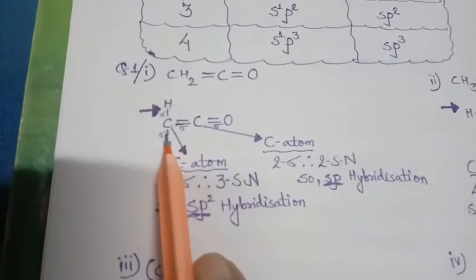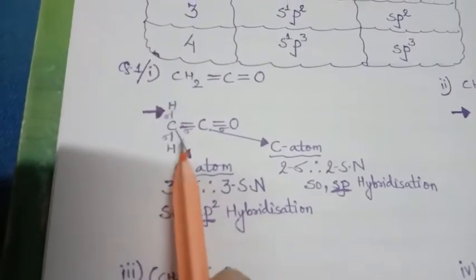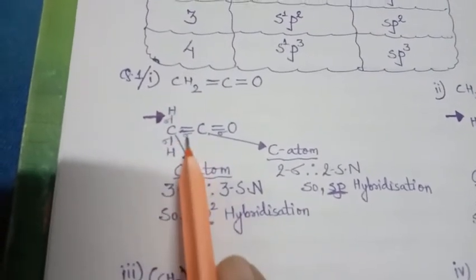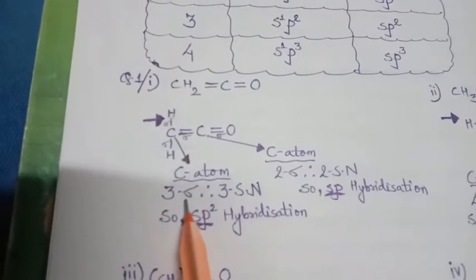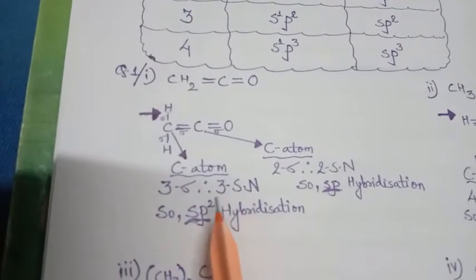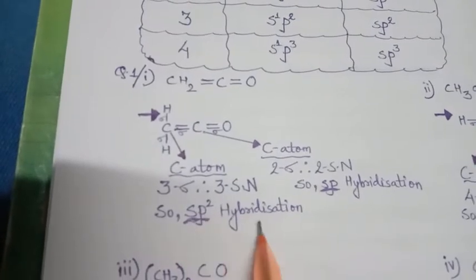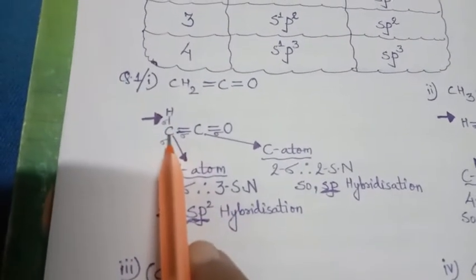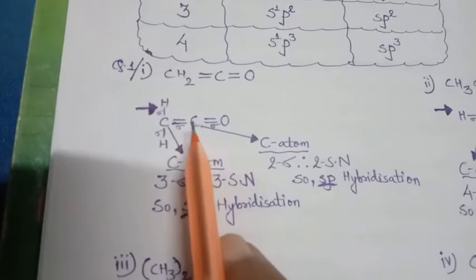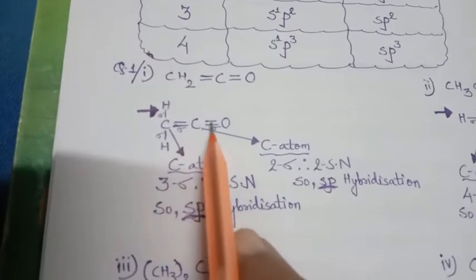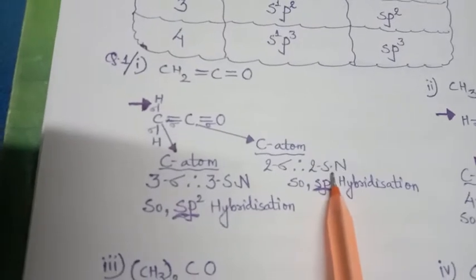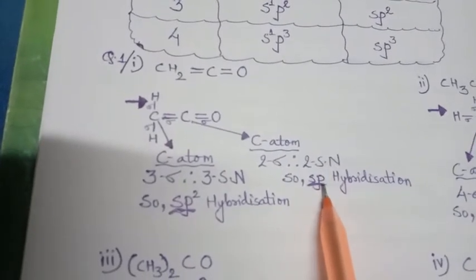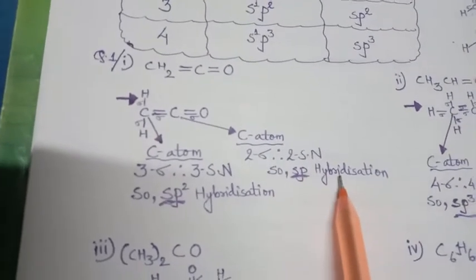Now, looking at this: 1 sigma, 1 sigma, 1 sigma, that is 3 sigma bonds. So this carbon has 3 sigma bonds, so steric number 3, which means one s and two p, sp2 hybridization for this carbon. If I consider this other carbon, here 1 sigma and here 1 sigma, so 2 sigma bonds. So it is steric number 2, one s and one p, sp hybridization.